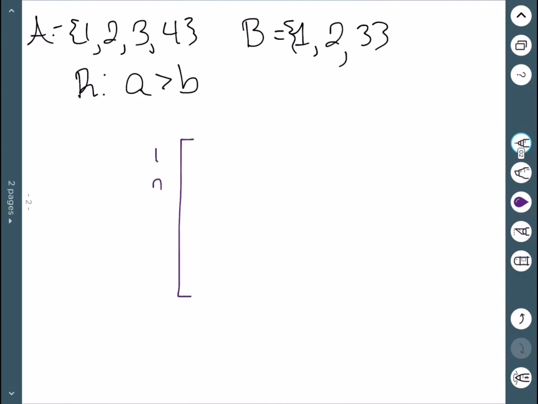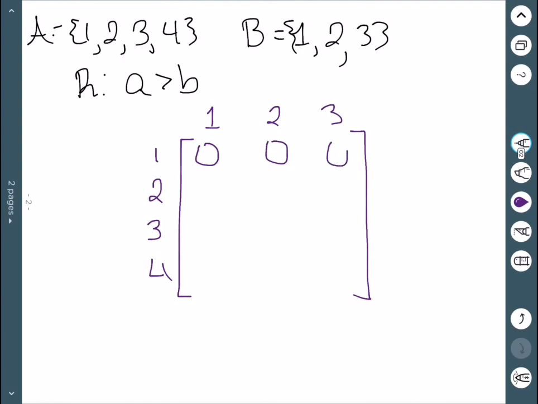The values for a will represent our rows, and the values of b represent the columns, just like we set up for the table. 1 is not bigger than 1, or 2, or 3. 2 is bigger than 1, but not 2 or 3. 3 is bigger than 1 and 2, but not 3. And 4 is bigger than all 3 of these numbers. Therefore, I now have my matrix.